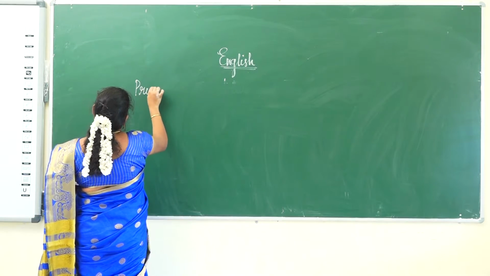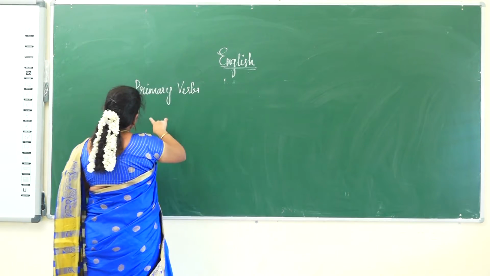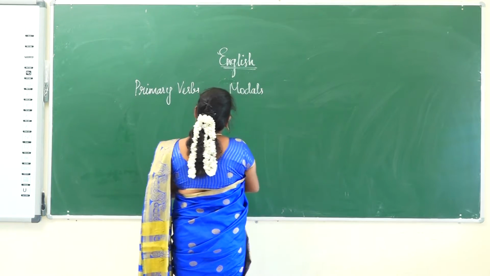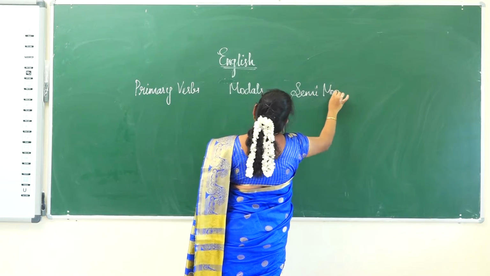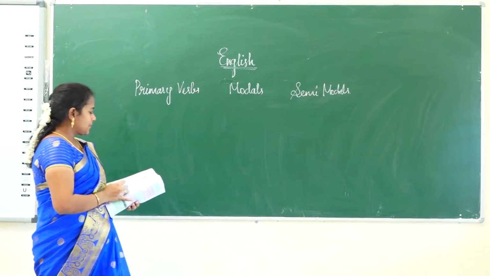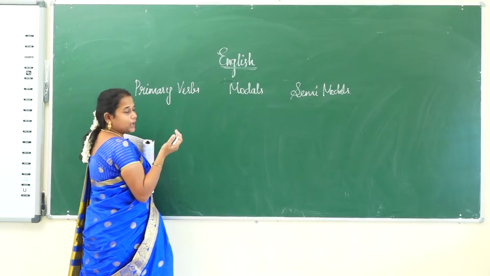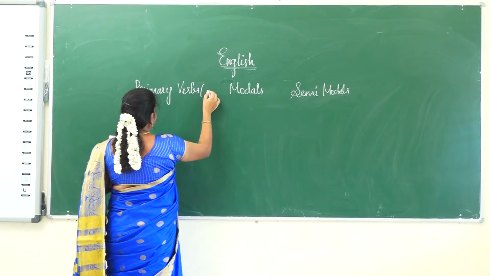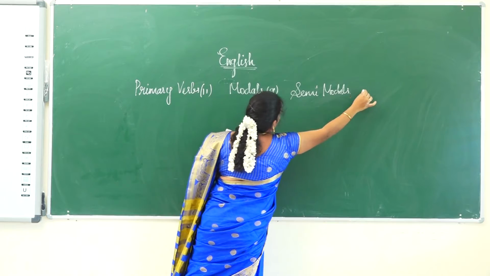Primary verbs, modals and semi-modals. These are called auxiliary verbs. These 3 come under the group of auxiliary verbs, otherwise called helping verbs. Primary verbs, modals, semi-modals. Primary verbs are 11, modals are 9, then semi-modals are 4.